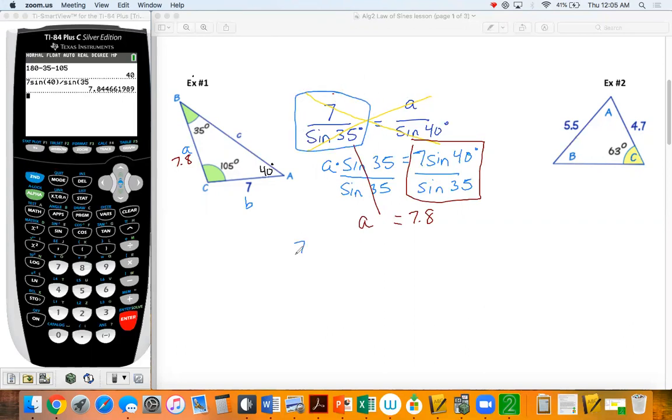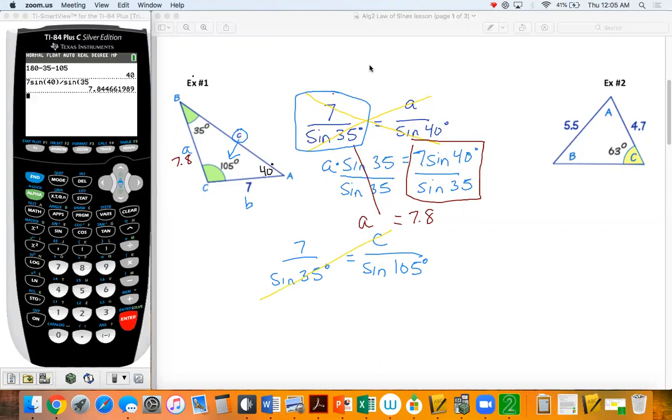So we're going to start with 7 over sine 35, okay? And again, that was b over sine capital B. And we're going to set it equal to, well, what do we need? We need c here. Side c compares to the sine of its opposite angle, which is 105 degrees. All right? So that is a competently set up proportion.